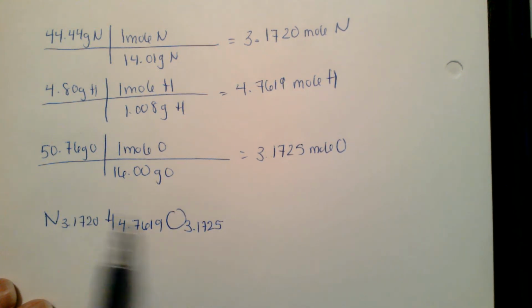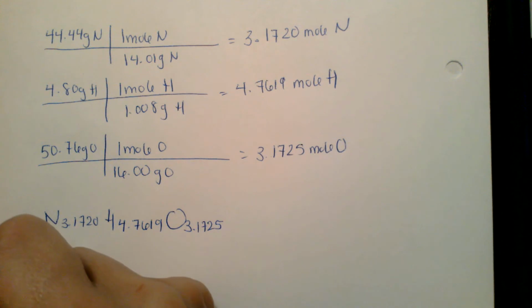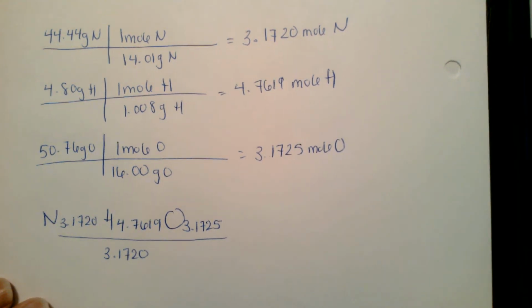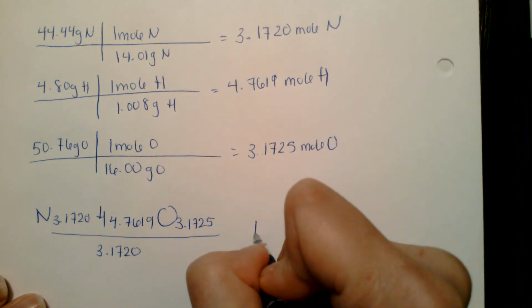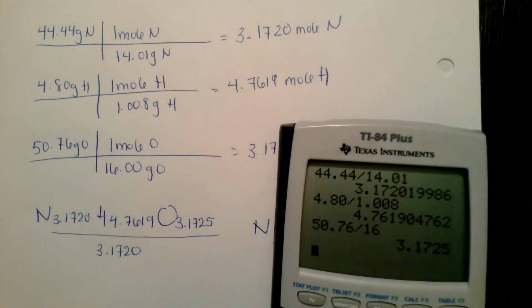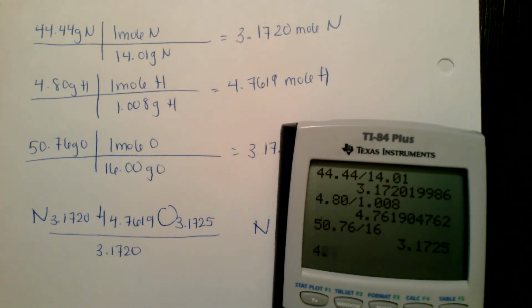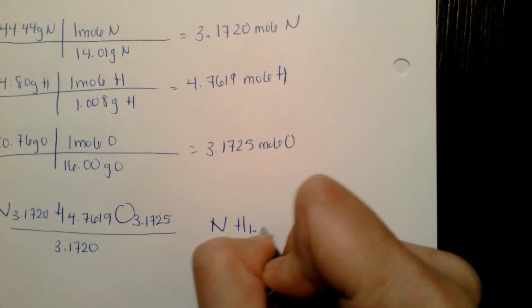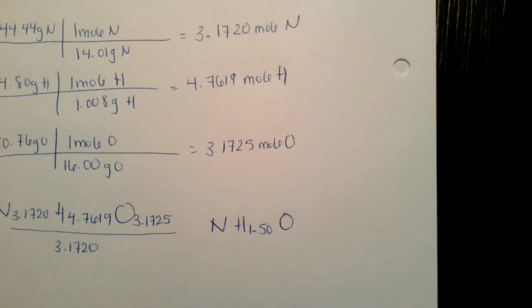Okay, so we're going to take our nitrogen. We're going to divide everything through by 3.1720 to get our mole ratio. So this will give us 1. So we have N. So let's look at our hydrogen here. We're going to have 4.7619 divided by 3.1720. So I divide by that, I get 1.50. So H 1.50, and then I have O.